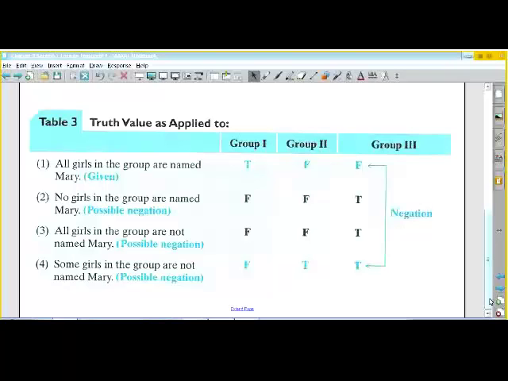And then the last group, some of the girls in the group are not named Mary. Well, all of the girls in the group are not named Mary, so that means this is true. Some are not named Mary. So we look at the truth values, and the truth in the original statement becomes false in the negation. The false in the original statement becomes true in the negation, and then false becomes true. So because all of the three possibilities have their truth values changed to false values and their false values to true values, therefore the last one is the appropriate negation.